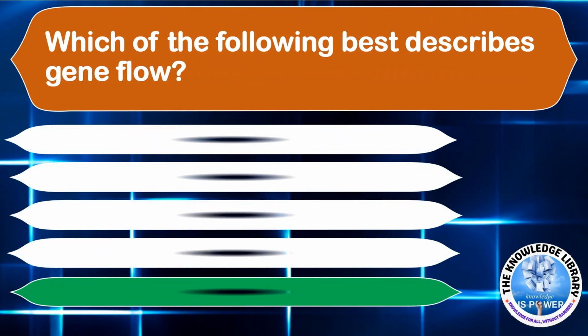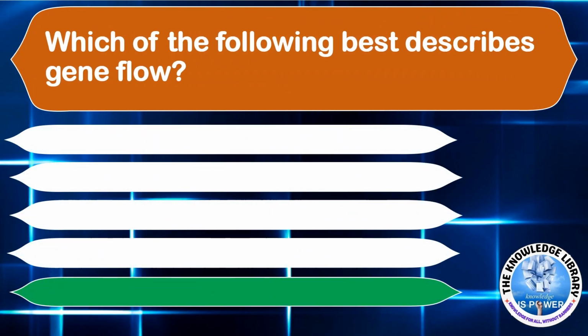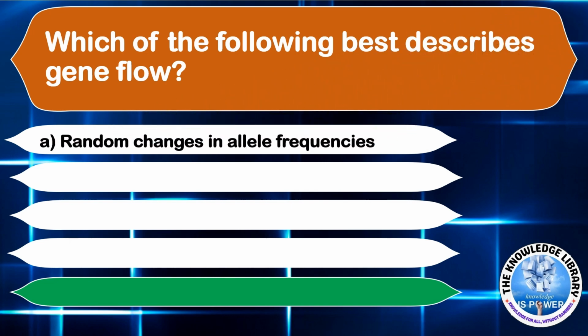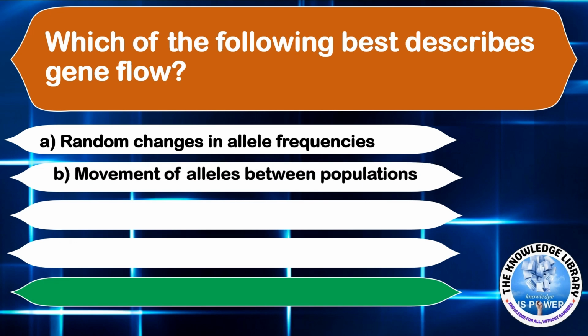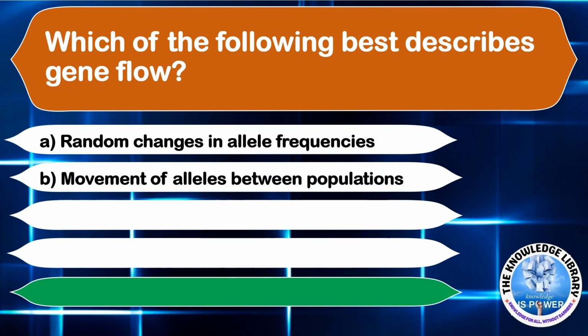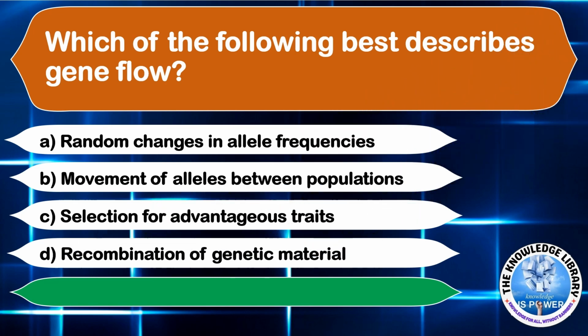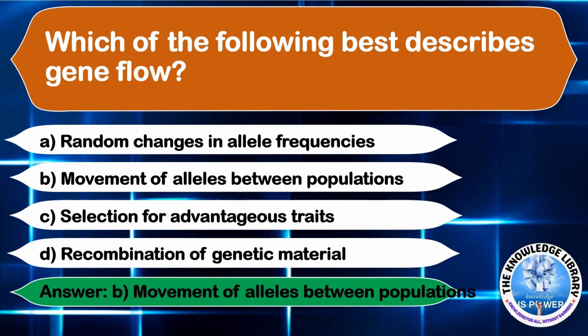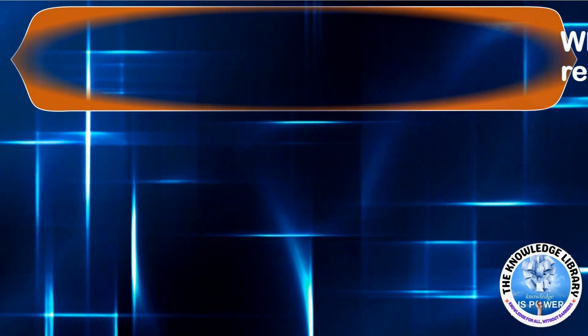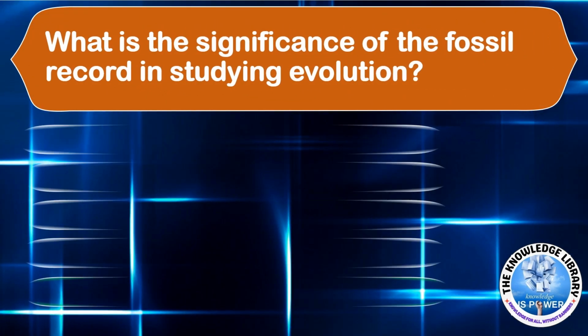The next question is, which of the following best describes gene flow? Option A, random changes in allele frequencies. Option B, movement of alleles between populations. Option C, selection for advantageous traits. Option D, recombination of genetic material. Answer is option B, movement of alleles between populations.